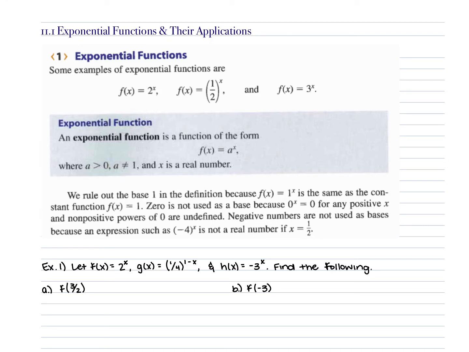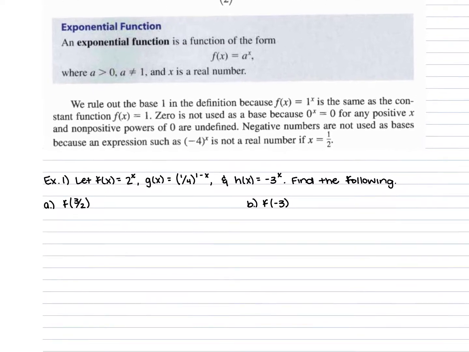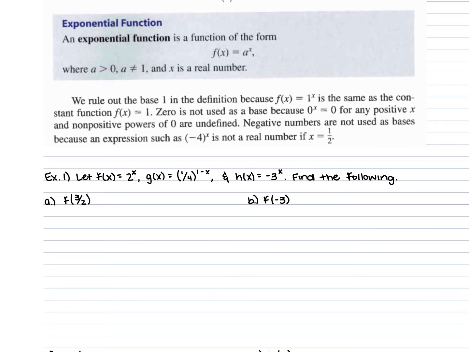11.1 goes over exponential functions and their applications. If we look at the first set of examples, we're looking at these exponential functions and told to just evaluate when x is a given term. In example 1, we're told that f of x is equal to 2 to the power of x, g of x is equal to 1/4 to the power of 1 minus x, and h of x is equal to negative 3 to the power of x.